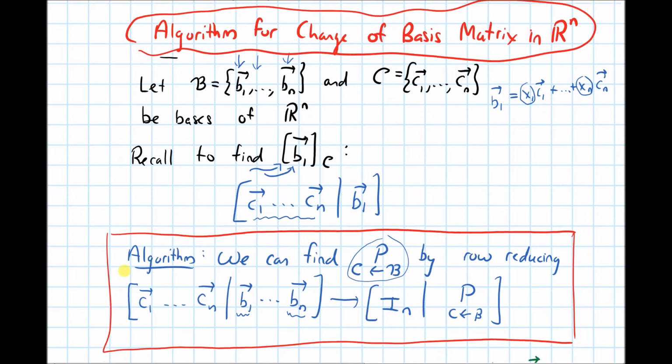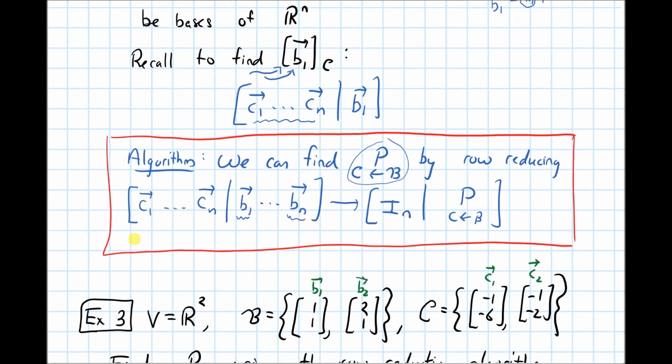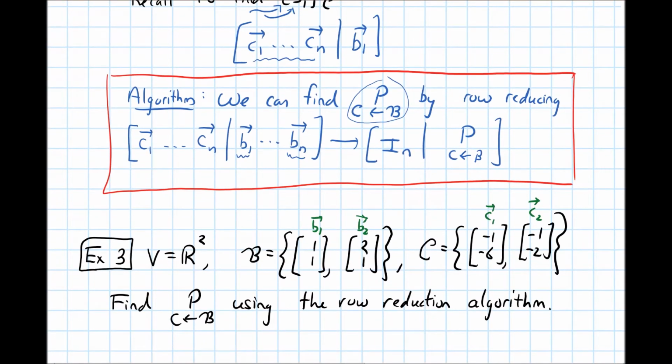Okay, so let's do this with an example. It's the same example that we've been working with in the last couple of videos. I want to work with the same example just to make sure that we are getting the same thing when we find this change of basis matrix in other ways. So I'm working in R2, with these bases B and C, and I want to find this change of basis matrix using this row reduction algorithm.